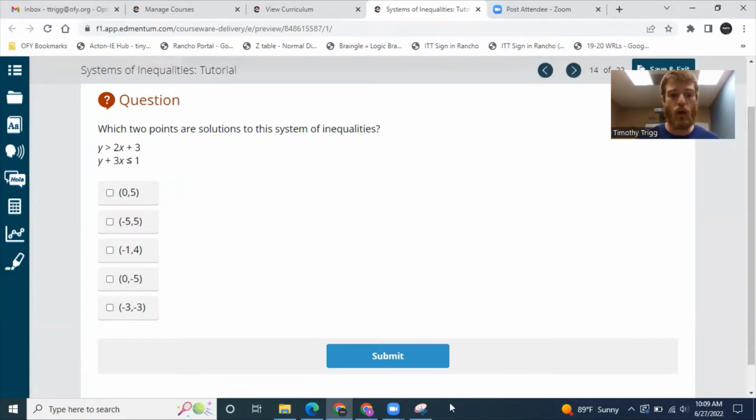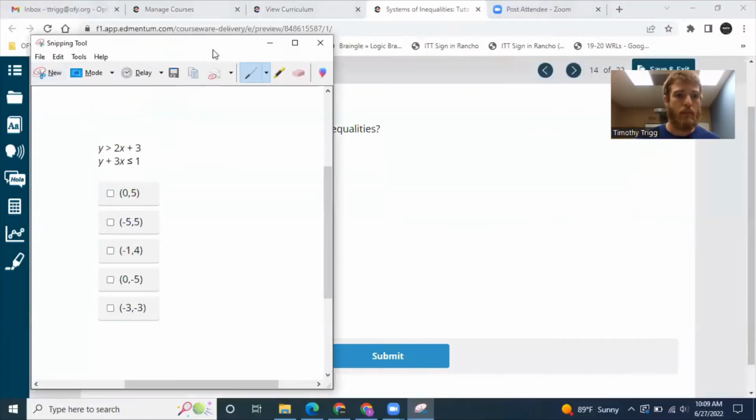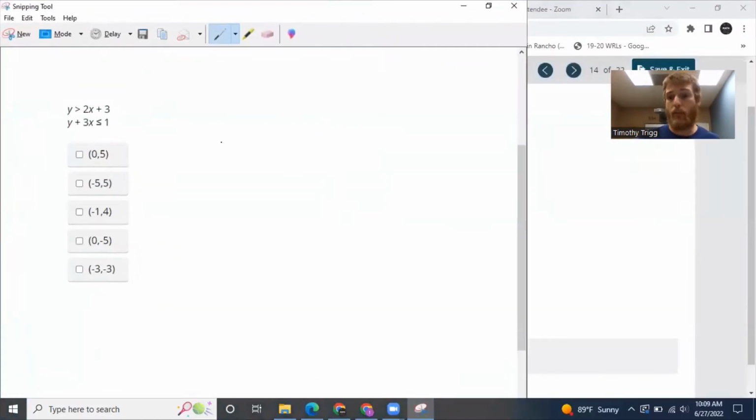So let's go ahead and try each of these points one by one, and we're going to plug them into the system of inequalities to see if it works. Now, again, the point has to produce a true statement for both inequalities in order to be a part of the solution set. So let's try this first one here, (0, 5). So we're going to replace the x with 0 and the y with 5. So how do we do that? So let's go ahead and rewrite this first inequality, replacing the x with 0 and the y with 5.